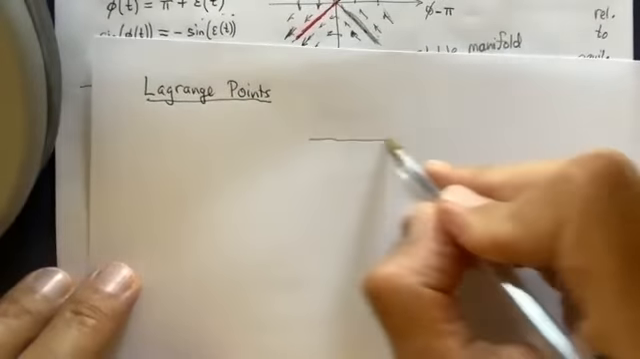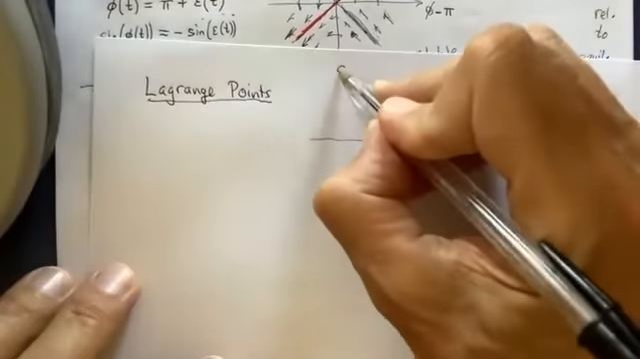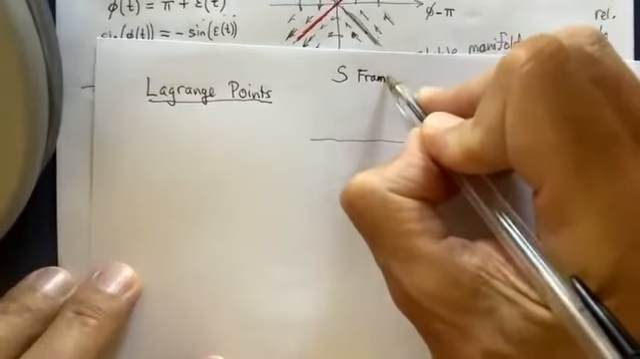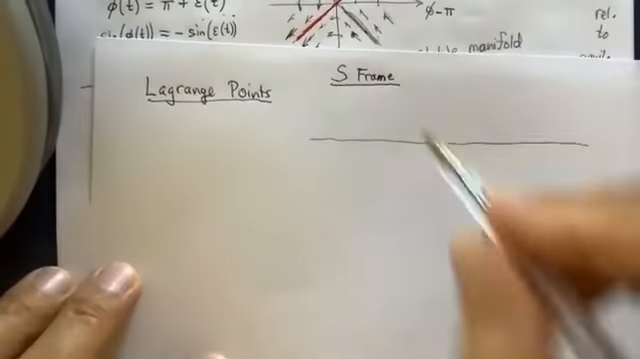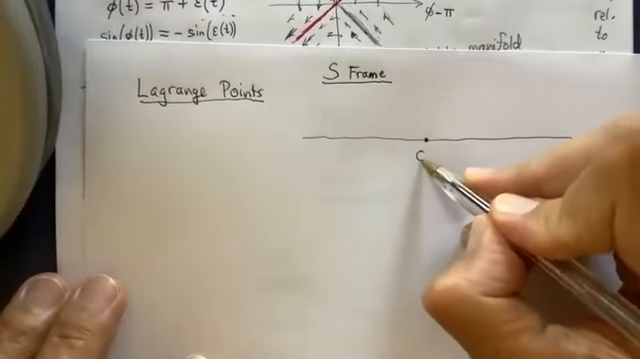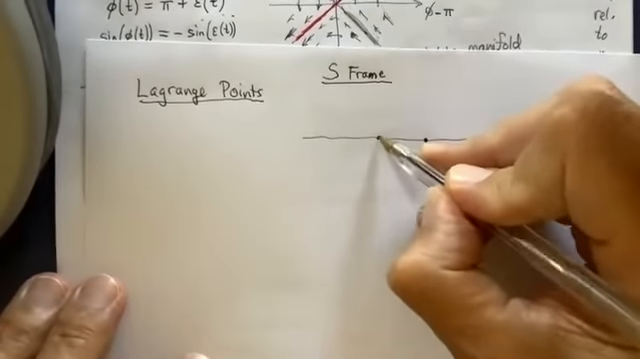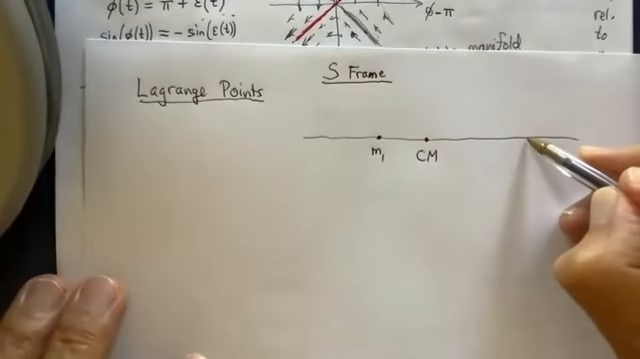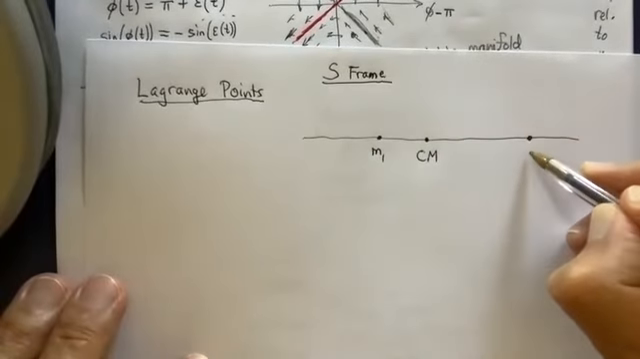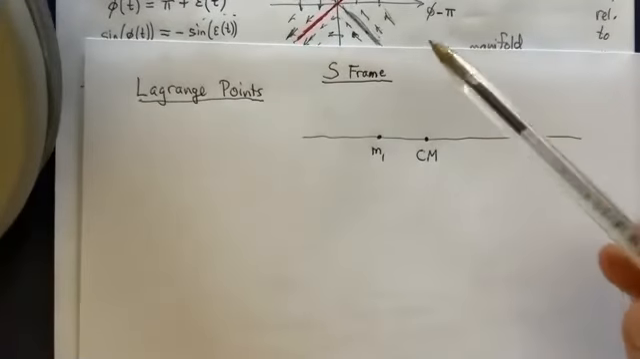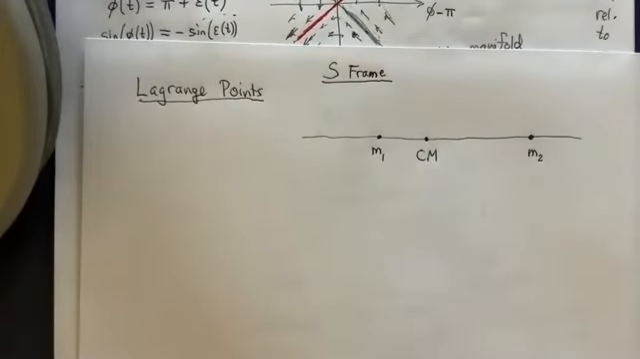Okay, so we'll continue that discussion. Here's the picture in the rotating frame. So this is in the S frame. Again, we have the center of mass. Let's put it here. We have our particle number 1, here's M1, and we have our particle number 2. And the really wonderful thing about the S frame is that these two particles are motionless.